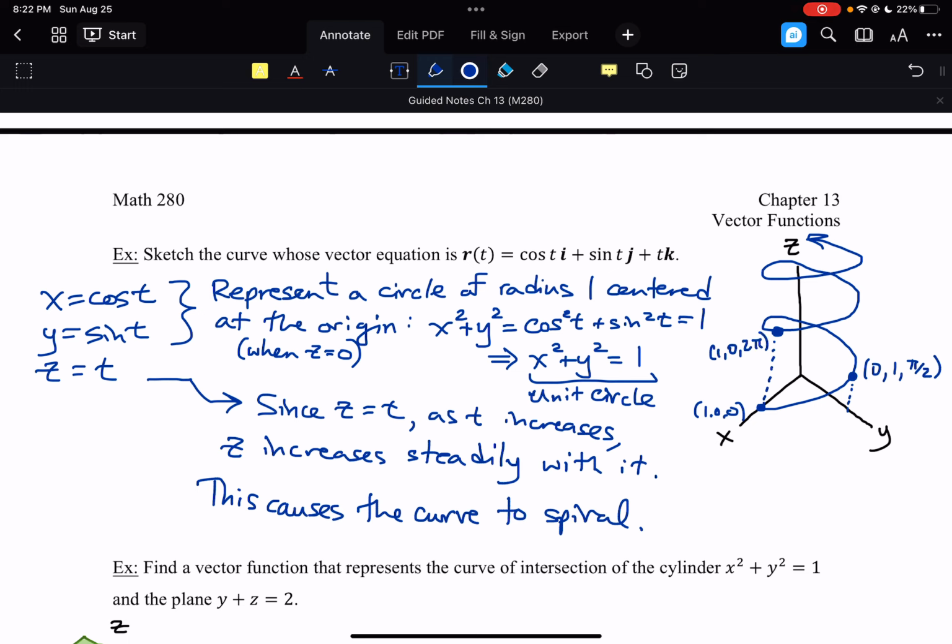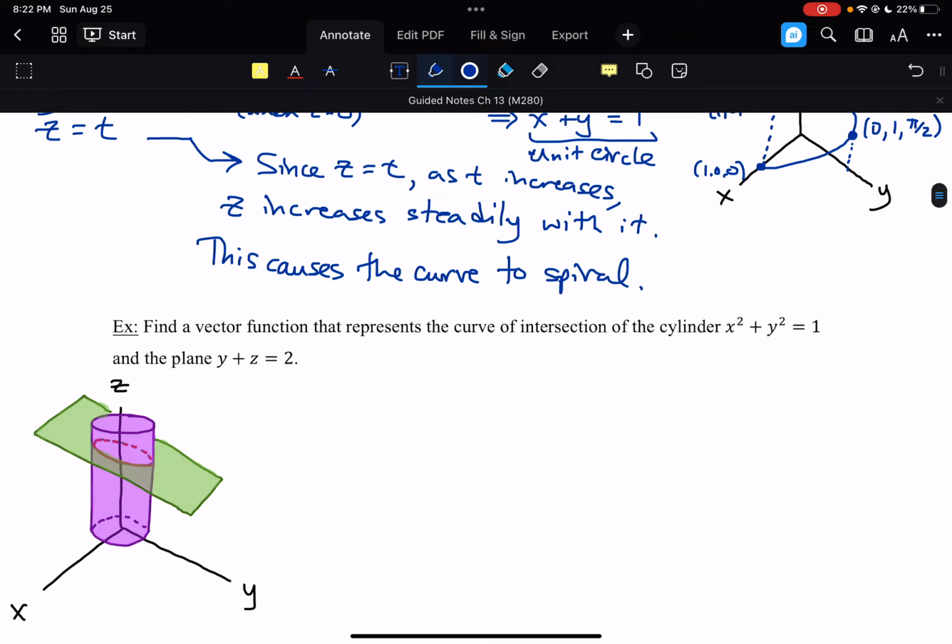And then it just keeps going and going, because we didn't put any restrictions on what it could be. We didn't say 0 to 2 pi. It could be anything. But this is the general shape that we get. So we get a circular helix, or a circular spiral. We can draw different types of space curves, depending on what the parametric equations or the vector equations look like. Let's take a look at a little bit of a different example.